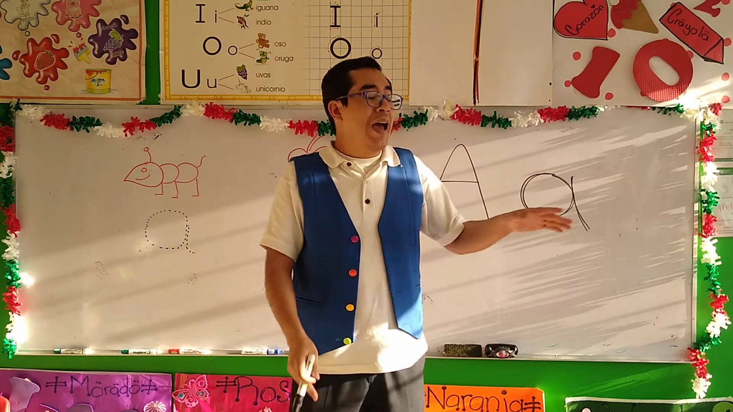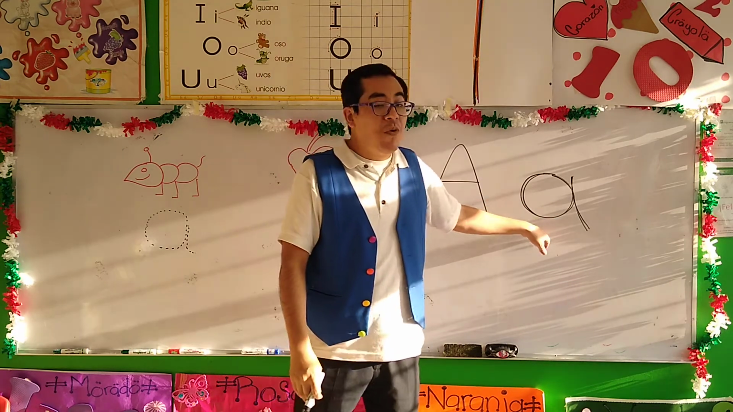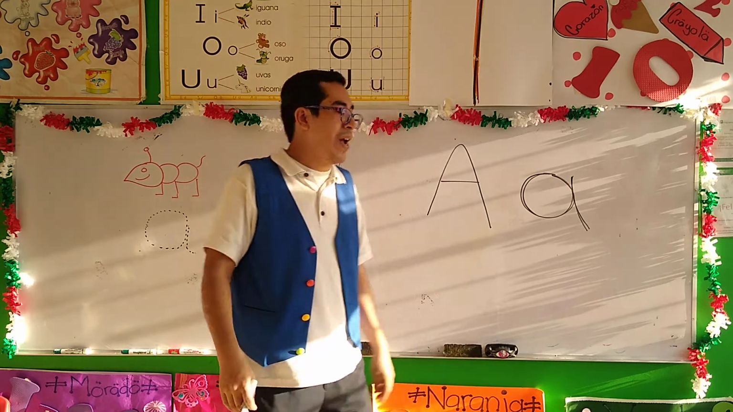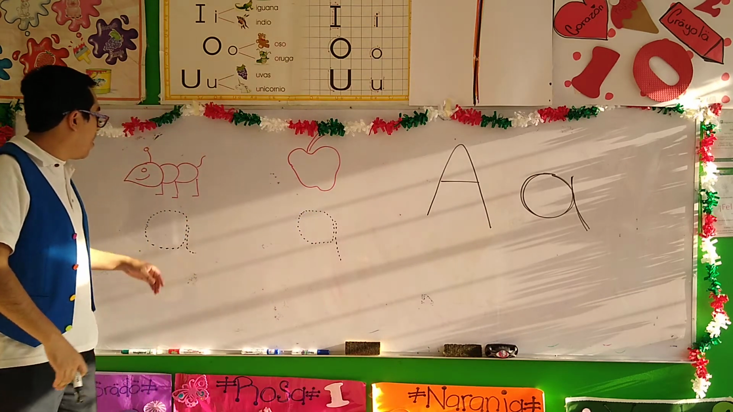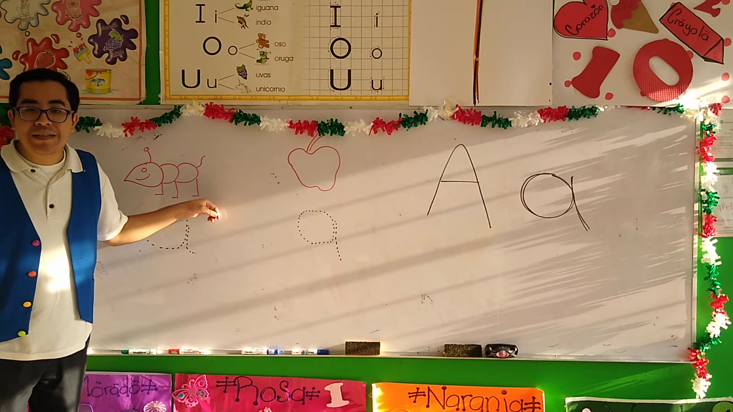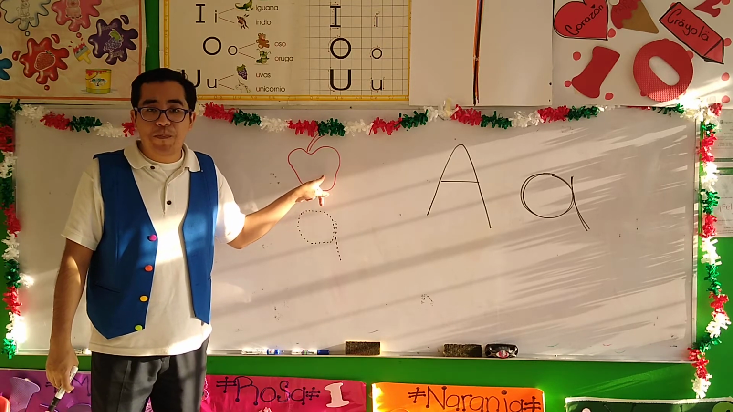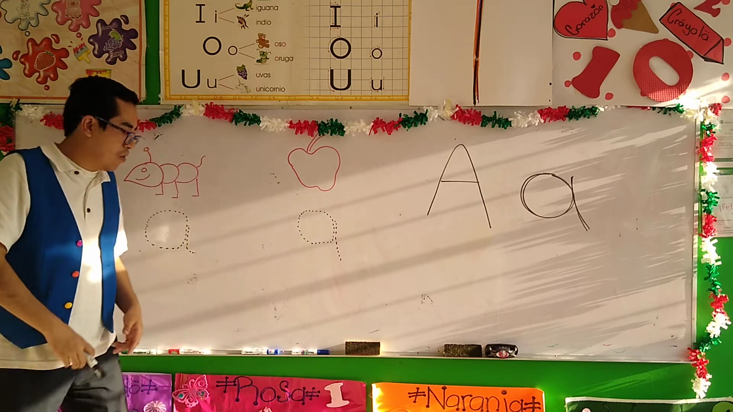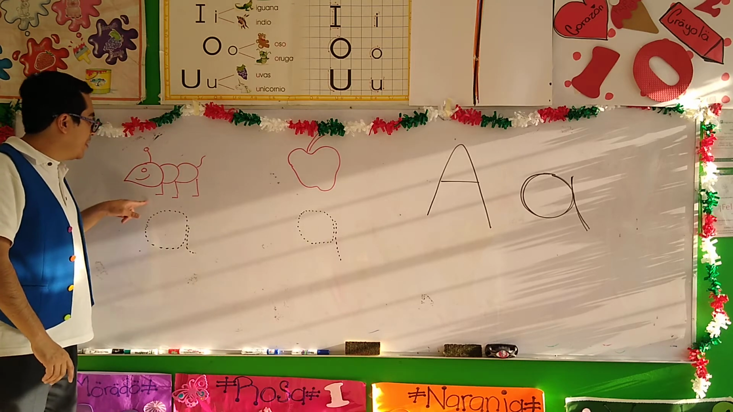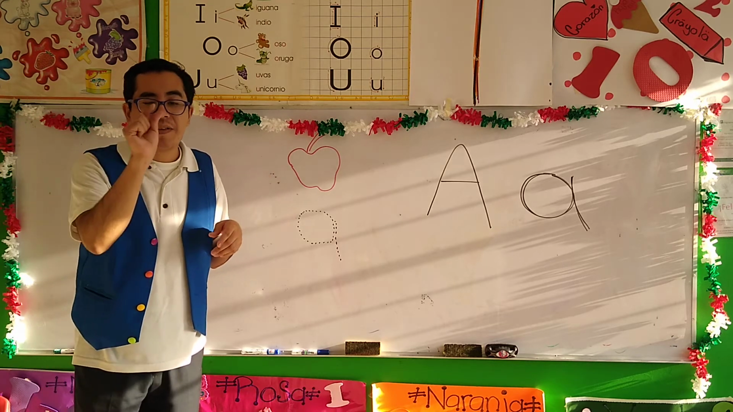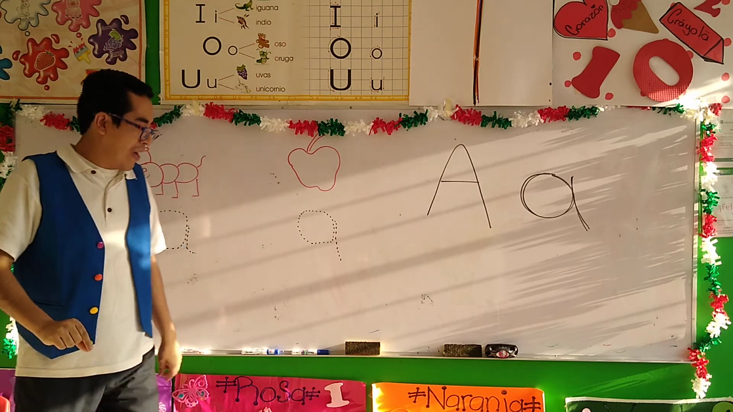And just as capital A, small a has two objects, okay? And those objects are ant, okay? And an apple. Let's start with the first one. So this is an ant. And like I mentioned before, ants are very, very small, okay?